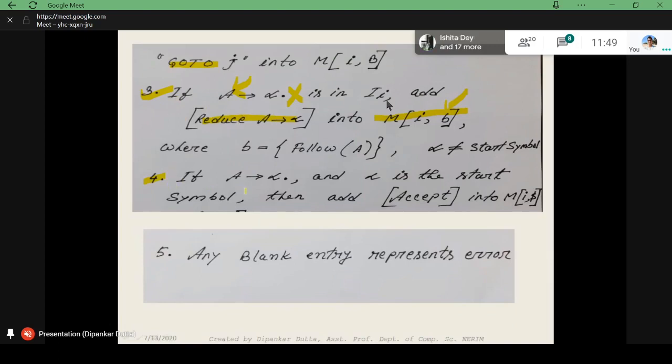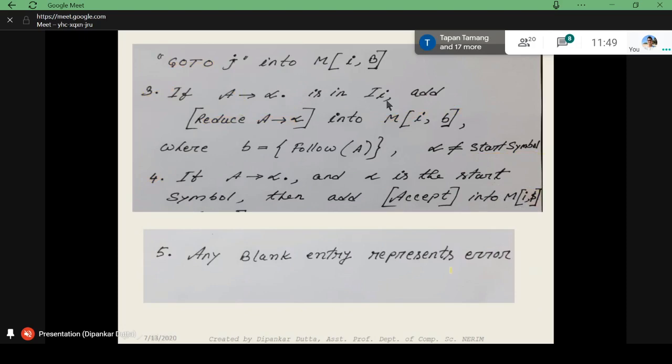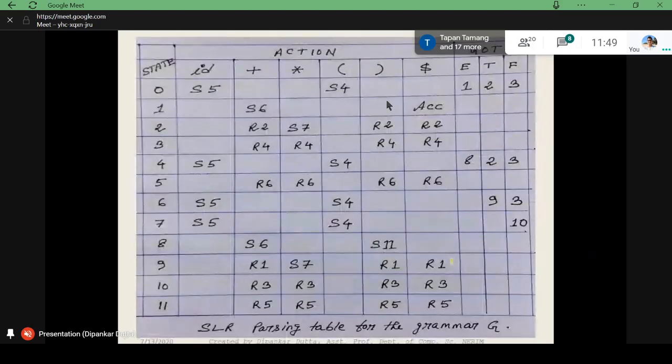Rule number 4 is not a separate thing, it is a special case of rule number 3. If here in rule number 3 alpha is the start symbol, then we take rule number 4. And according to rule number 4, put accept against M of I, dollar. Remember the dollar symbol. And rule number 5, any blank entry represents error. So finally, we got this output.